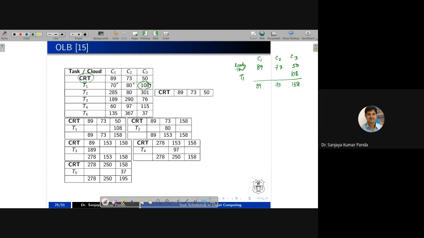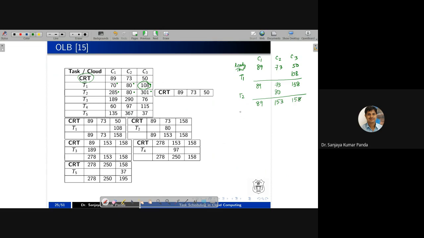Now coming to T2, T2 is taking 285, 80, and 301 in 3 different clouds, out of which you can see the best one is C2, and fortunately C2 is the next ready cloud. Of 89, 73, 158, the minimum one is 73. So we are going to assign T2 to C2. It is going to take 80 units of time. Now C2 is updated to 153, and C1 is 89, C3 is 158.